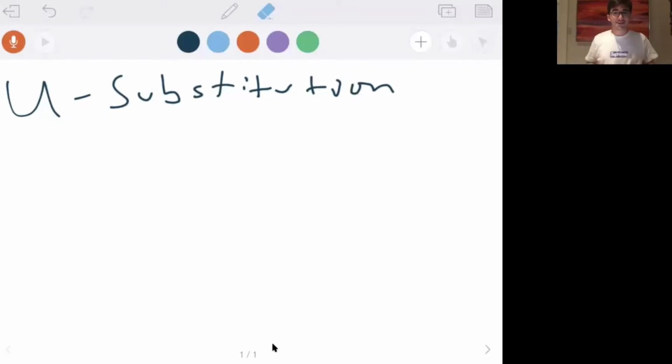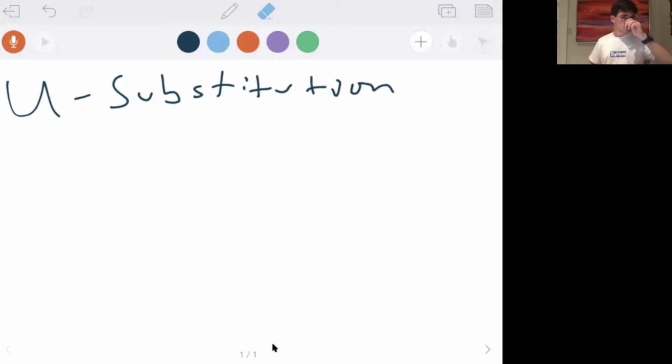Good afternoon. In today's video, we will be looking at the u-substitution strategy for integration. As you know, u-substitution is used as the chain rule equivalent of integration. It is a highly requested topic, so that's why I've decided to make a video on it. It really has some tricky parts to it, so we're going to be looking at it very closely.